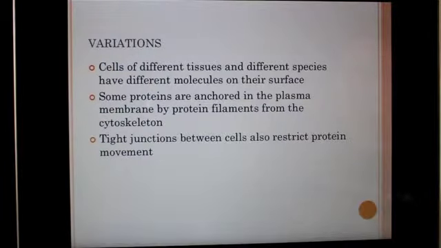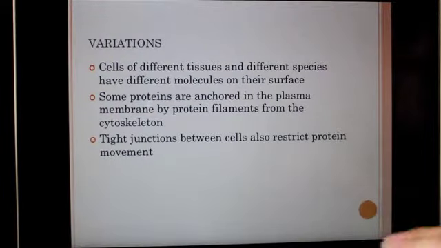Some proteins are anchored into the plasma membrane by protein filaments from the cytoskeleton, so some proteins do not move. Also, if you have a tight junction between the cells, like along the wall of your stomach, protein movement is restricted because the cell membranes are so close together.